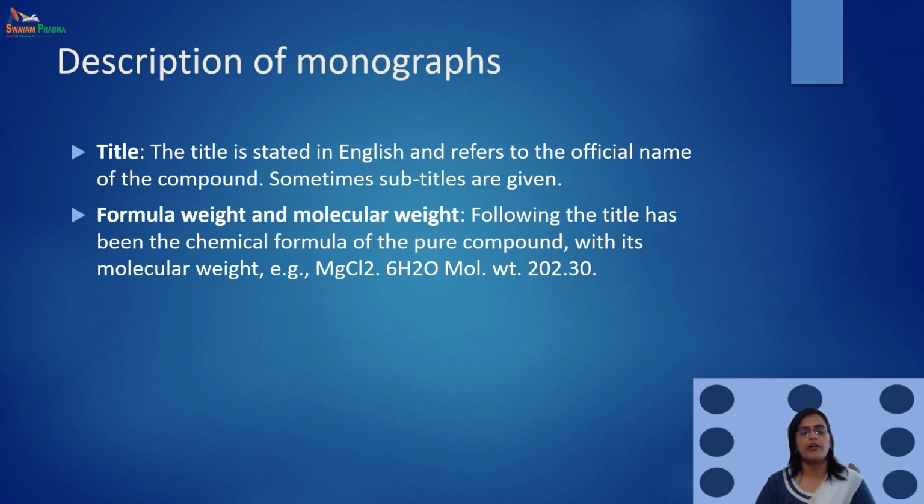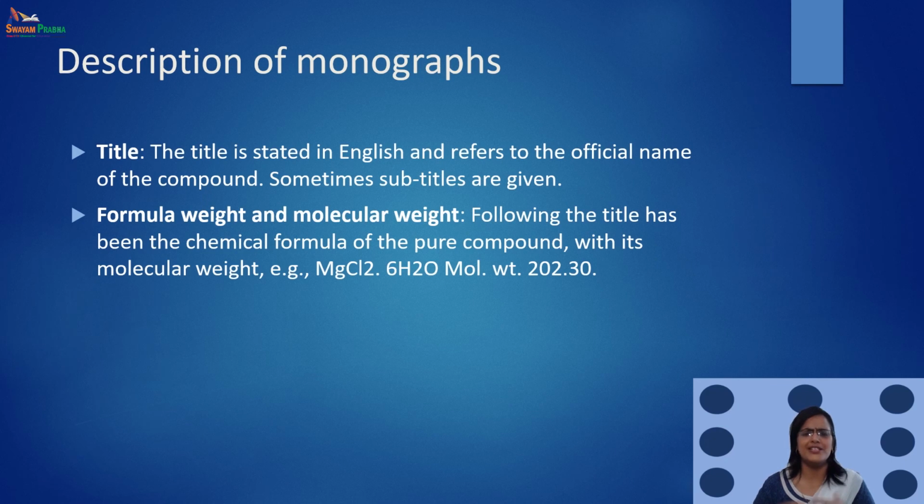Now I am going to tell you about the content of a monograph. So dear students, it is very important for you to know what a monograph contains, or you can say the description of a monograph. The very first thing: a monograph has a title stated in English, and it refers to the official name of the compound. Sometimes subtitles, if any, are also given.